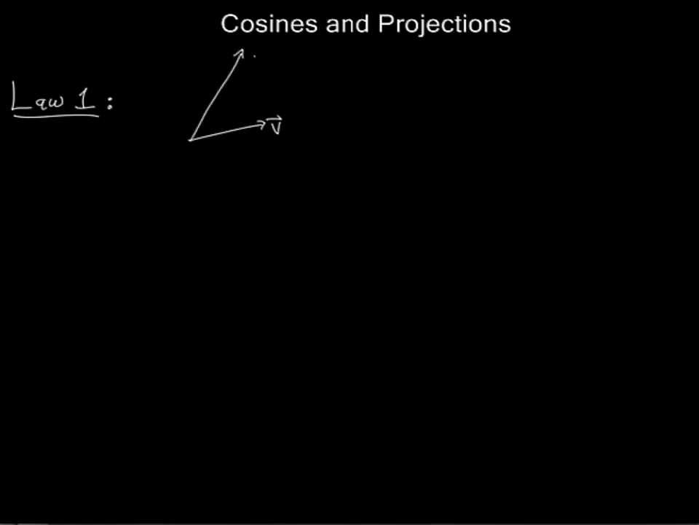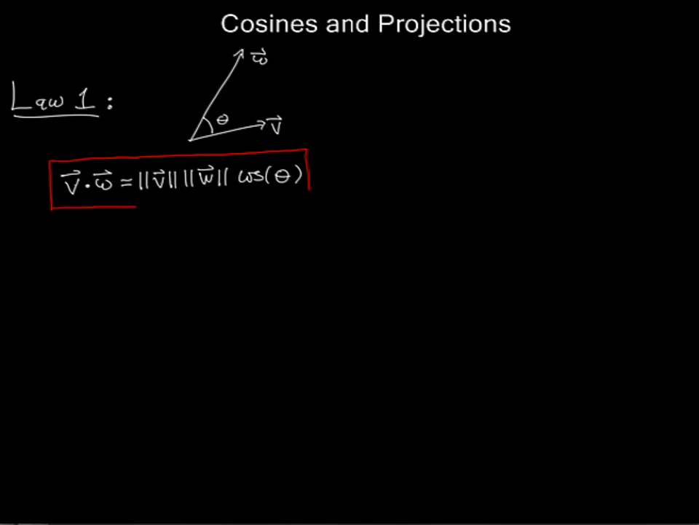Okay, so here's the first law relating this business. Suppose you have two vectors v and w with an angle between them. Take their dot product. Well, the law says that the dot product has the following formula. It's the length of v times the length of w times the cosine of the angle between the two vectors. Well, that's kind of interesting. So another way to write this is it's a formula for the cosine, which is to say the cosine can be computed as v dot w over the length of v times the length of w.